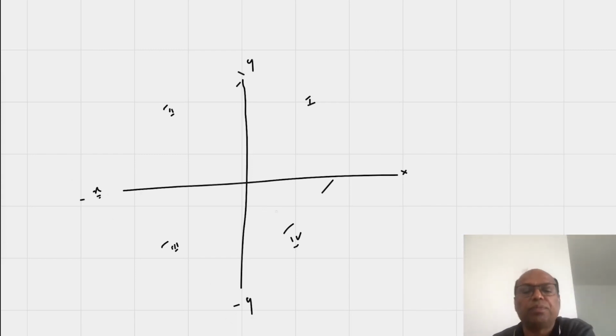Now see here in this place, x is positive and y is also positive. Here x is negative and y is positive. Correct?